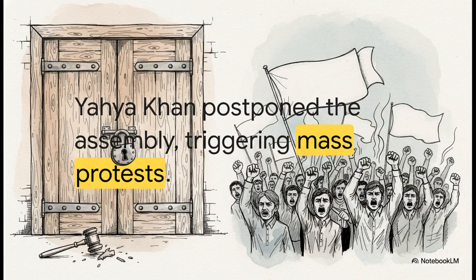Things hit a boiling point on March 1st, 1971. Pakistan's military ruler, President Yahya Khan, postponed the opening of the National Assembly. To the Bengalis, this was it. This was the ultimate rejection of their democratic rights. It immediately triggered mass protests, strikes, and widespread civil disobedience all across East Pakistan. The whole situation was basically a powder keg just waiting for a match.